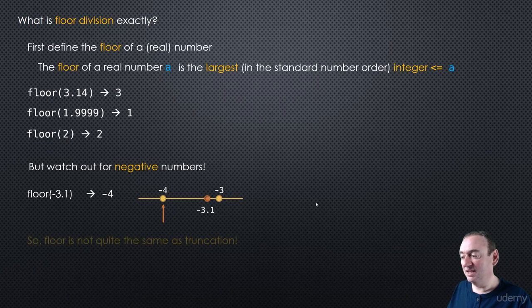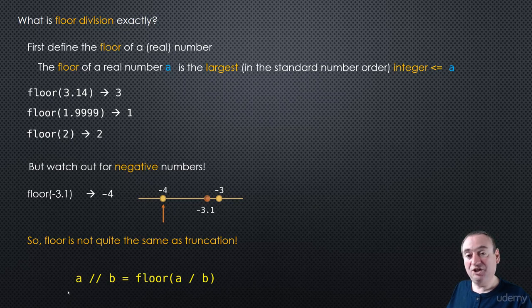So that's an important distinction. Floor is not the same thing as truncation. It is the same when you're dealing with positive numbers, but not with negative numbers. And that has an impact on the mod operator that we saw. So we get to our definition of floor division. A div b is the floor of a divided by b, right? So if you get some a divided by b that gives you minus 3.1 as a result, then you take the floor, which will be negative 4.